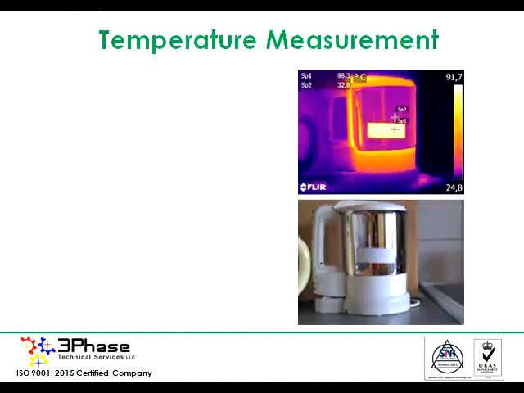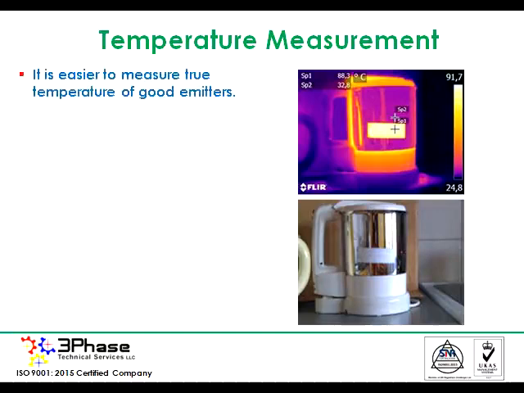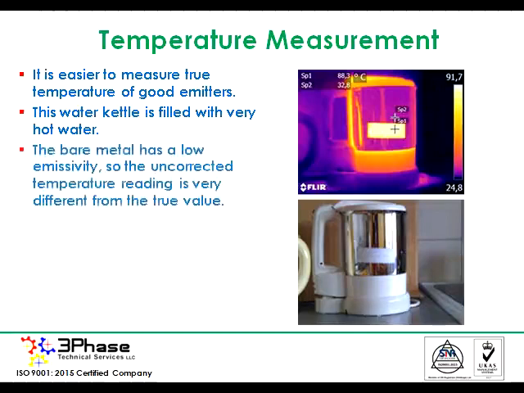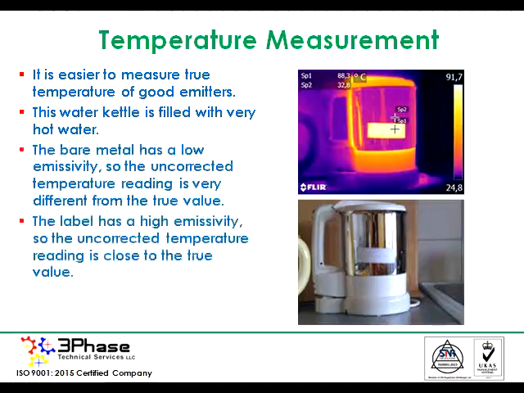Temperature measurement. It is easier to measure the true temperature of good emitters. This water kettle in the picture is filled with very hot water. The bare metal has a low emissivity, so the uncorrected temperature reading is very different from the true value. The label has a high emissivity, so the uncorrected temperature reading is close to the true value.